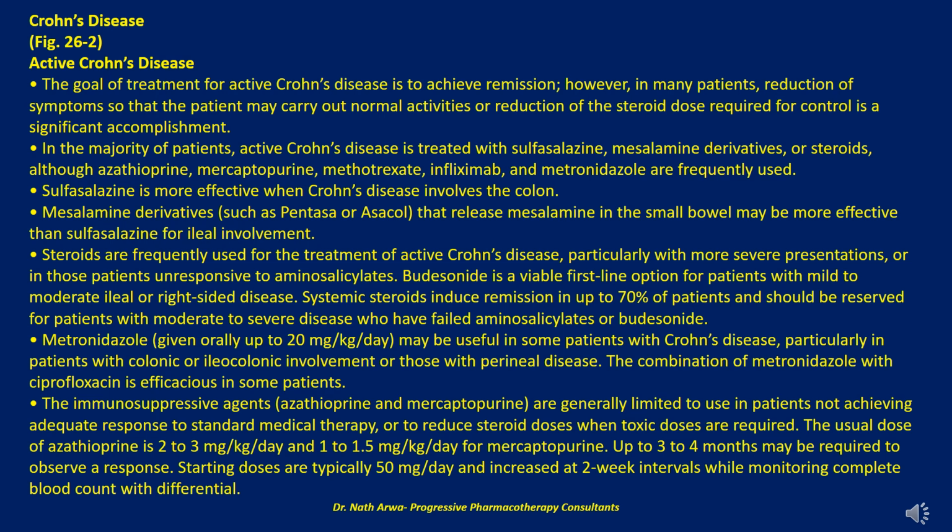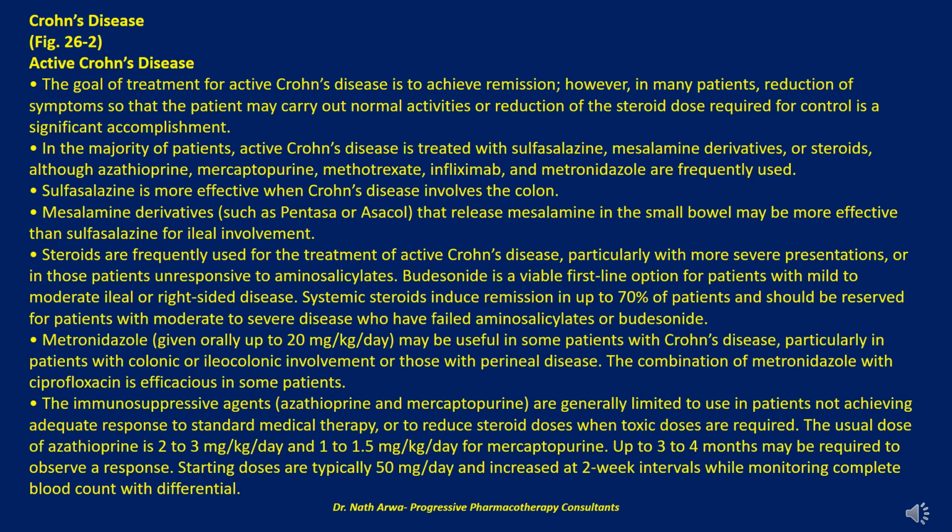2. In the majority of patients, active Crohn's disease is treated with sulfasalazine, mesalamine derivatives, or steroids, although azathioprine, mercaptopurine, methotrexate, infliximab, and metronidazole are frequently used. 3. Sulfasalazine is more effective when Crohn's disease involves the colon. 4. Mesalamine derivatives, such as Pentasa or Asacol, that release mesalamine in the small bowel may be more effective than sulfasalazine for ileal involvement.